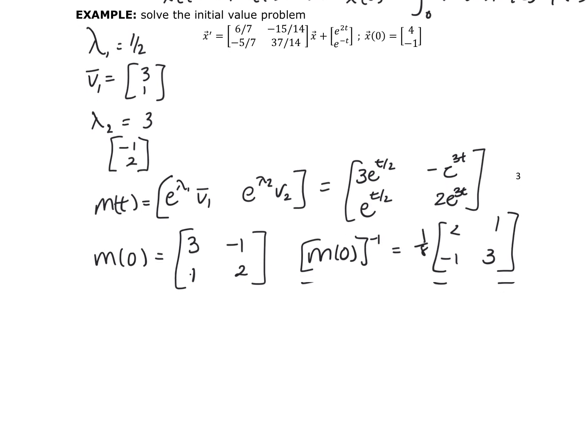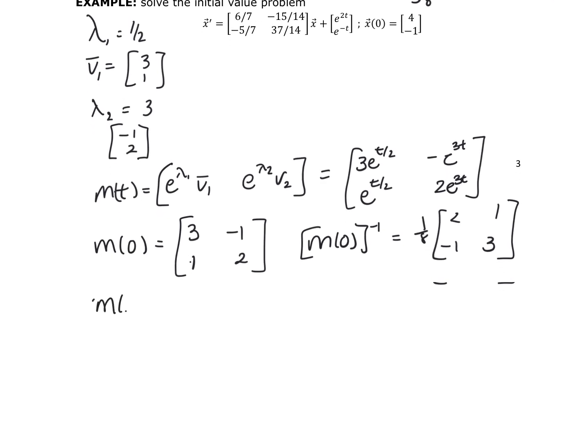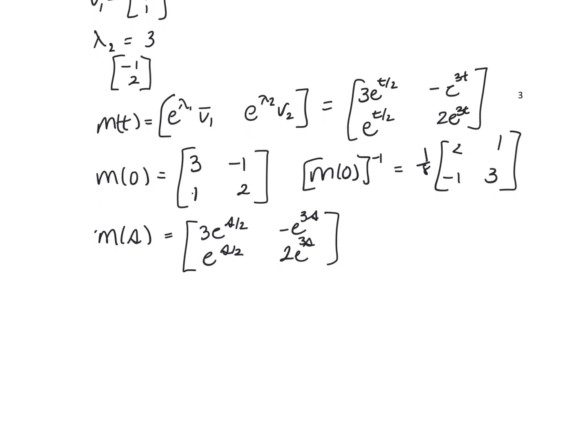And then we need to find out what M of s is going to be equal to. Well, M of s is just evaluating that fundamental matrix at s. So we have 3e to the s divided by 2, -e to the 3s. And then down here, I'm going to have e to the s divided by 2, and 2e to the 3s. All right. The other thing that I need to do is find that inverse, and I also need to identify what f of s is.